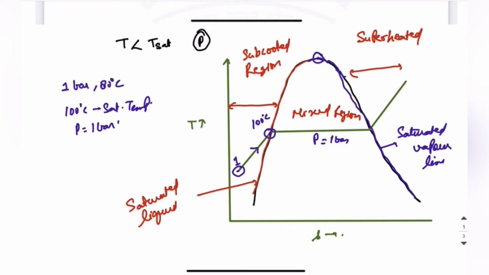Now these two things are vice versa. If the pressure is 1 bar, then the saturation temperature is 100 degrees Celsius. We can also say this statement reversely: if the temperature is 100 degrees Celsius, then the corresponding saturation pressure will be 1 bar. Now when the water reaches the saturated liquid line, it will start changing its phase.